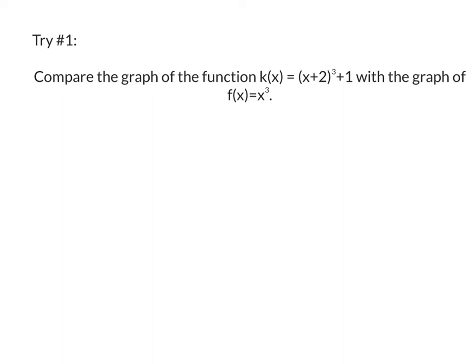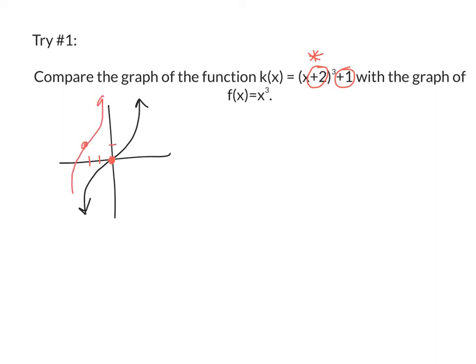All right, so in try number 1, it says compare the graph of the function k of x equals (x plus 2) cubed plus 1 with the graph of f of x equals x cubed. As a reminder, the parent cubic function is here. And so essentially what's shifting is the center of it. Remember, these are our transformations, right? I'm going to put an asterisk next to the 2 because since it's within the parentheses, it's opposite of what we think. So this one is actually going to shift to the left 2, and then that plus 1 is a vertical shift up 1. So there is that shift, and so it's going to look like that.